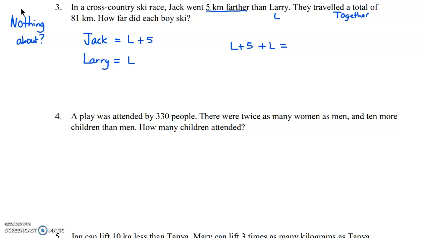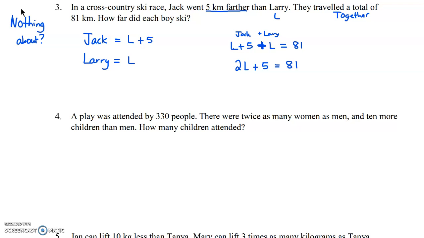And together, they make 81. So I'm going to use a darker plus sign to show that this is Jack plus Larry. Well, now I have a situation where I can combine like terms. I have L here and L here. So I have 2 of them. So I have 2L plus 5 is equal to 81.